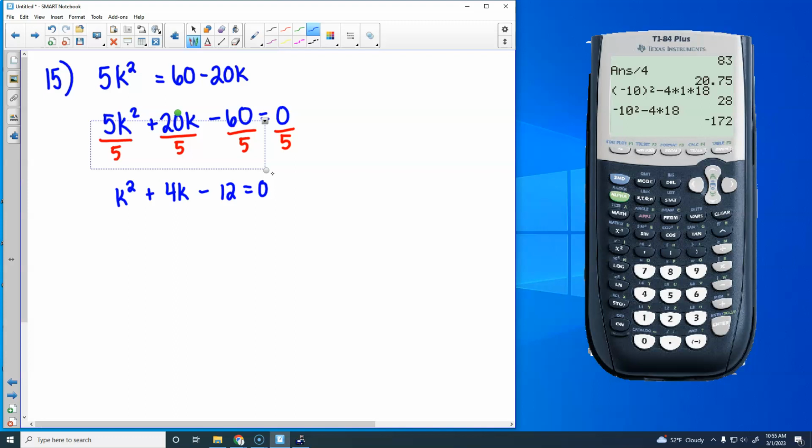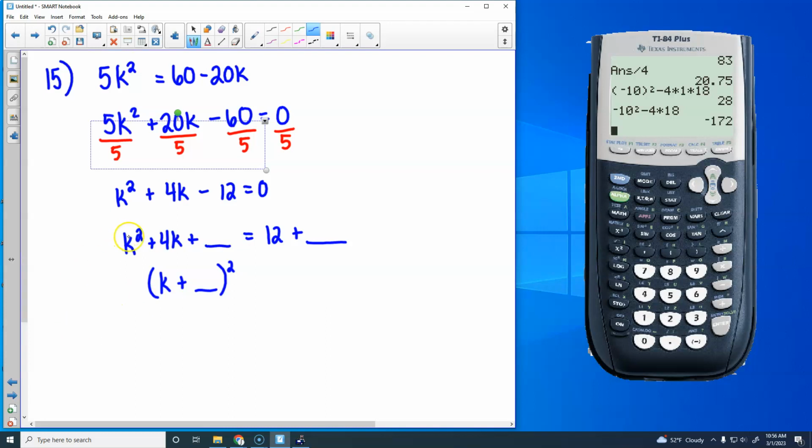To complete the square, you're going to keep your k's over here. You're going to move the 12 over to the other side, that constant term. I'm going to put a plus blank here and a plus blank here. So our goal on this is to make this a square, a double square, right? So we want this to be where we can write it as k plus something squared.